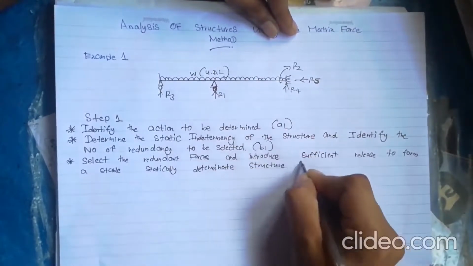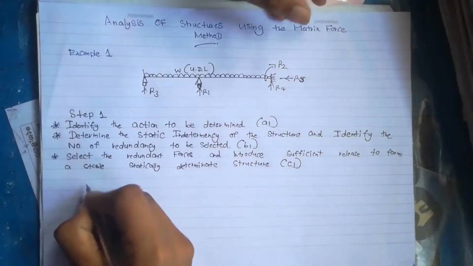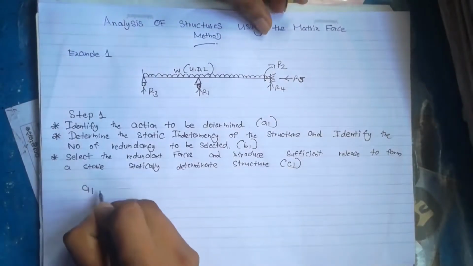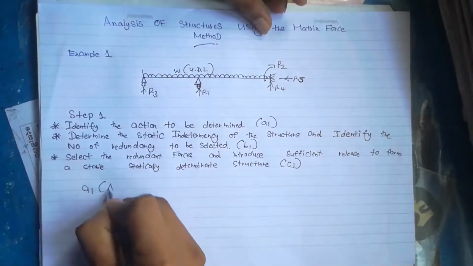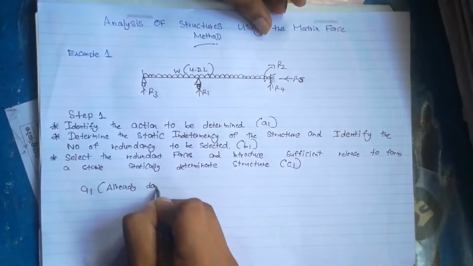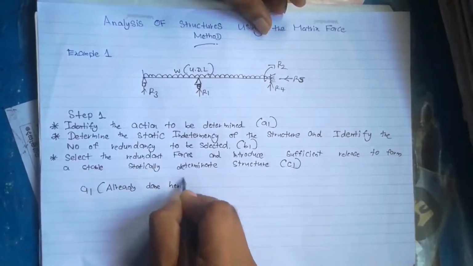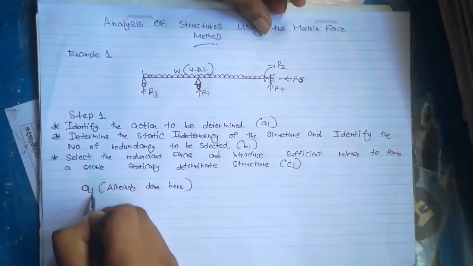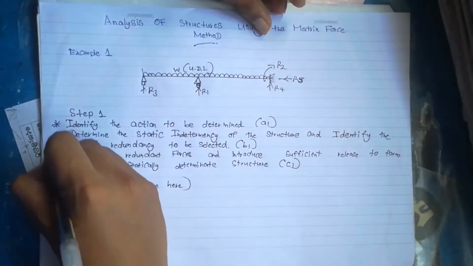Now I name them A1, B1 and C1. And A1 is already done. As you can see, I have marked all the reactions in the diagram.